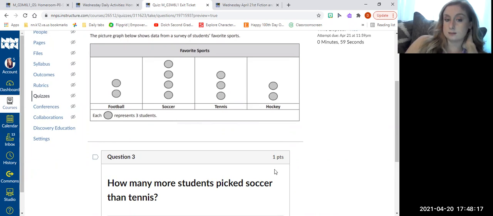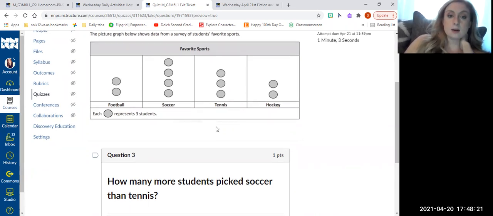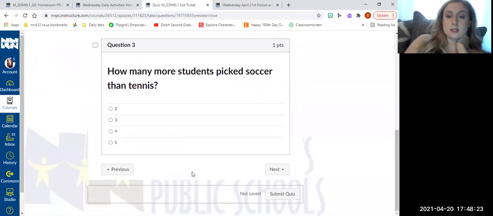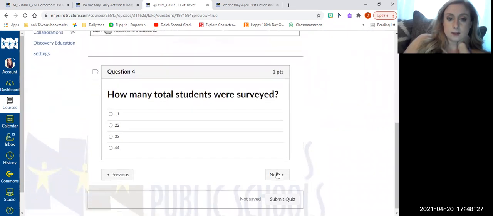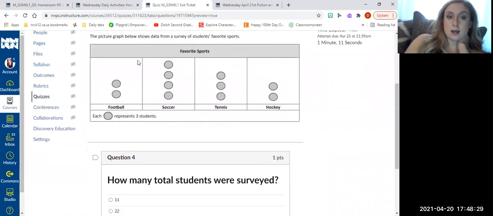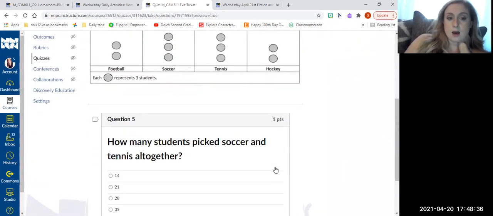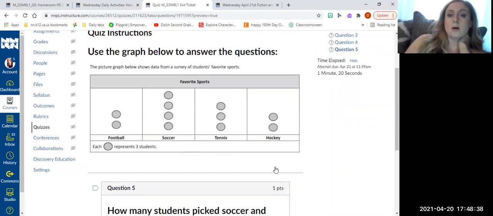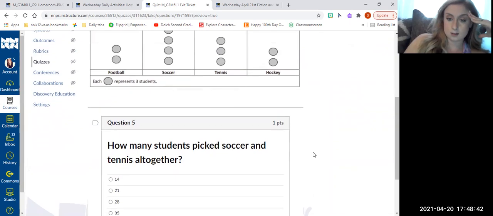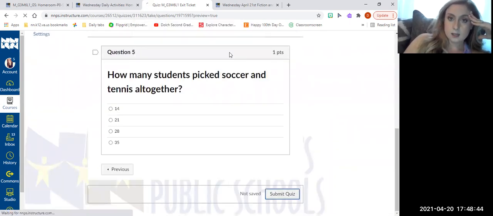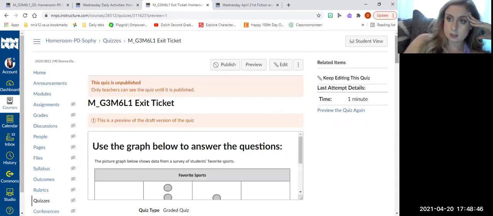How many more? How many more, friends? That means you're going to figure out how many are in each of those sports, and then you're going to subtract so you can find out how many more. How many total students? So that means you count up all of them. Remember, each circle equals 3. And how many students pick soccer and tennis all together? Think about what all together means when you're combining something. And then you're going to submit.